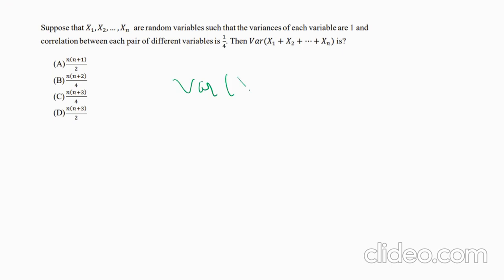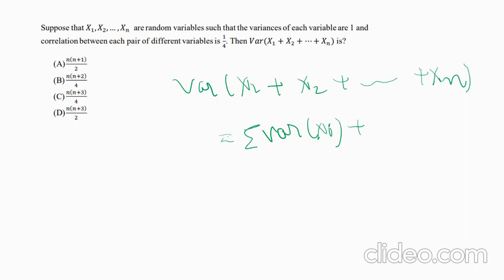So now we will have variance of x1 plus x2 to xn as summation of variance of xi plus summation over i not equal to j of covariance of xi comma xj.